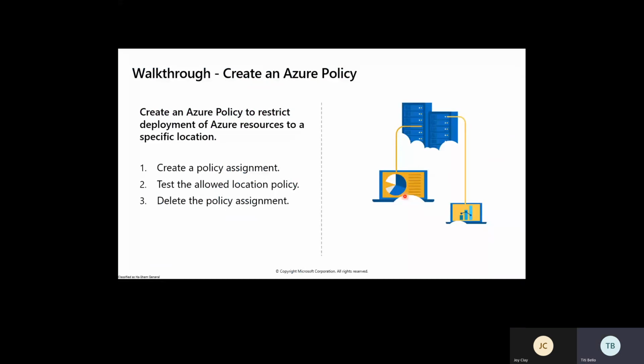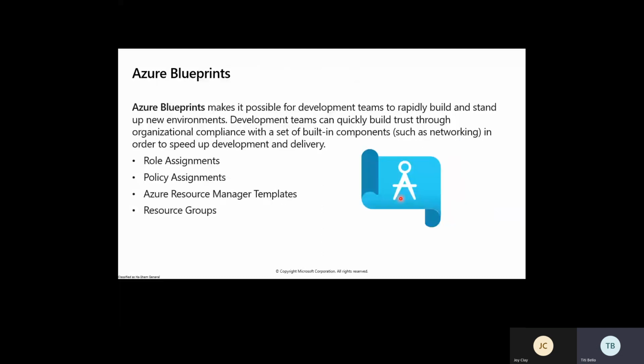Now let's talk a bit about blueprint. So what we have done now is to see how to assign roles, how to create and assign policies. And then sometime in one of our lessons, we also saw how to use ARM templates to create resources very quickly. And then we saw how to create resource groups and all of that.